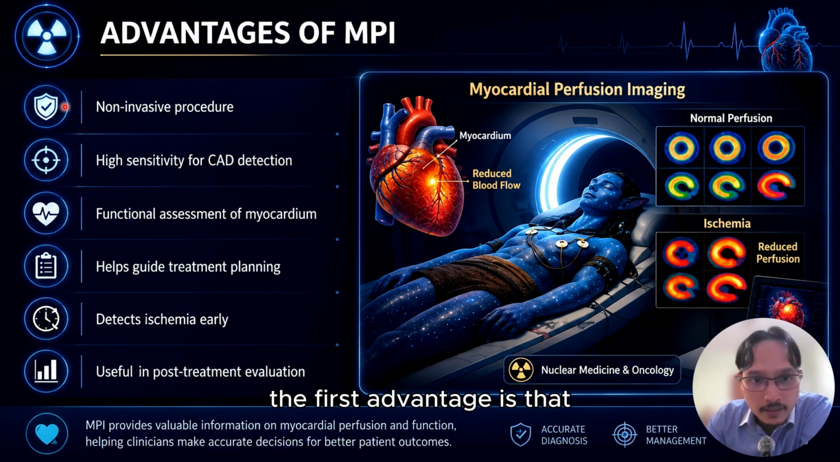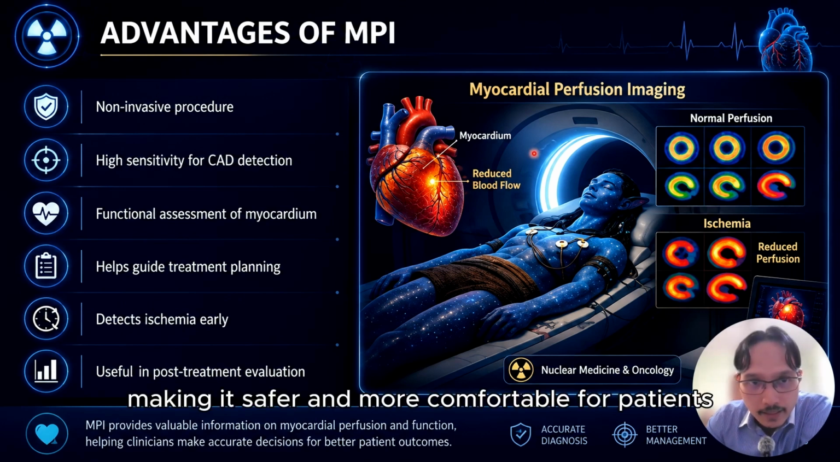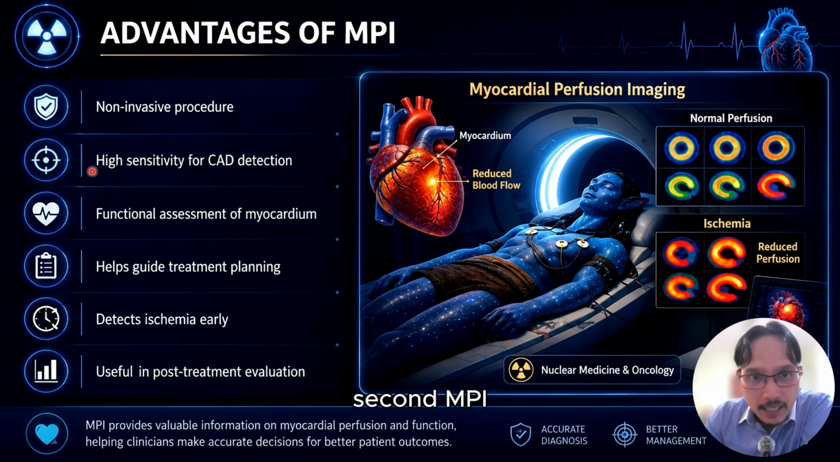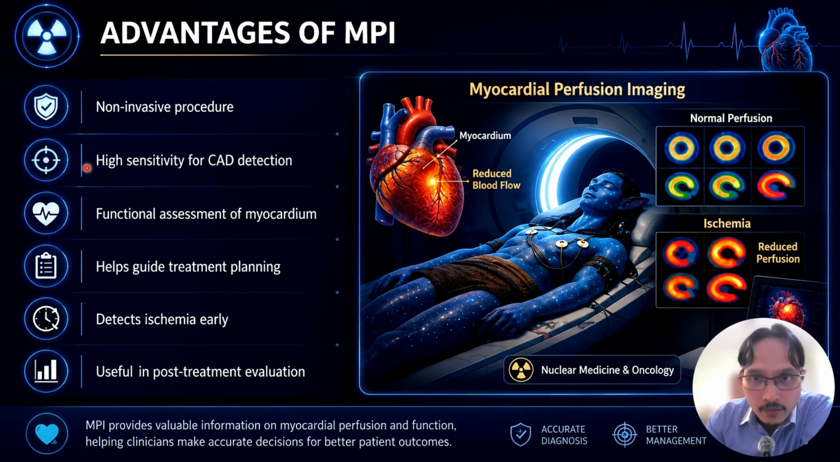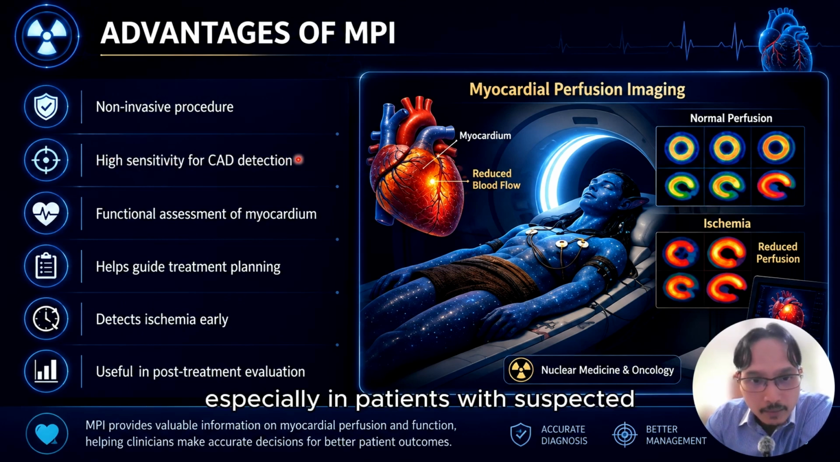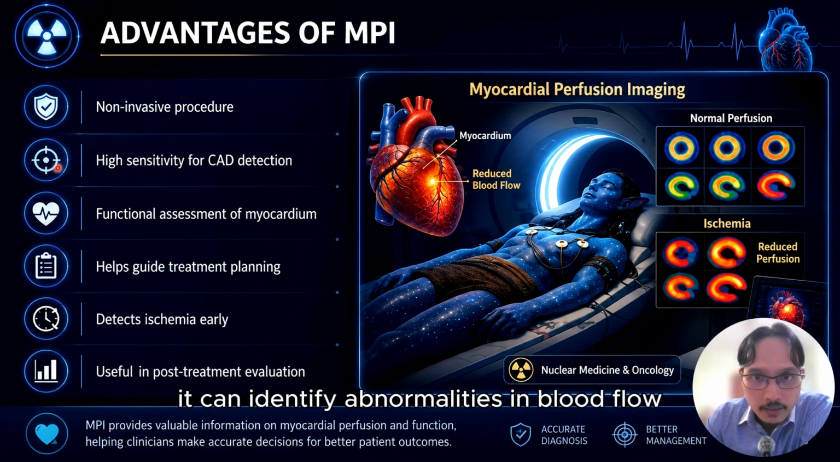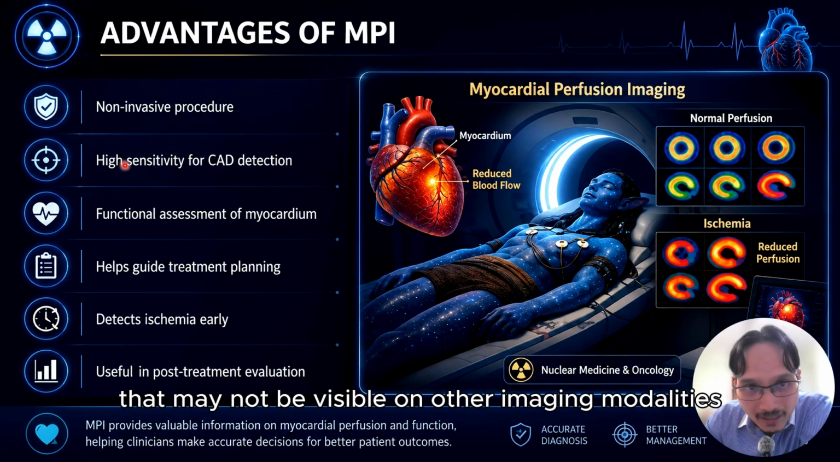The first advantage is that MPI is a non-invasive procedure. Unlike coronary angiography, no catheter needs to be inserted into the coronary arteries, making it safer and more comfortable for patients. Second, MPI has high sensitivity for detecting coronary artery disease, especially in patients with suspected myocardial ischemia. It can identify abnormalities in blood flow that may not be visible on other imaging modalities.